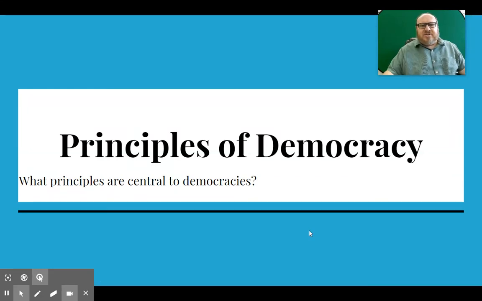Chapter 1, Lesson 2. This is Part 2, talking about principles of democracy. We're going to be looking at what principles are central to democracies, basically, what principles and ideas make democracy what it is. These are principles and ideals, so they don't always exist in every democracy. They do to some point, but not in all of them to any extreme. So here we go.